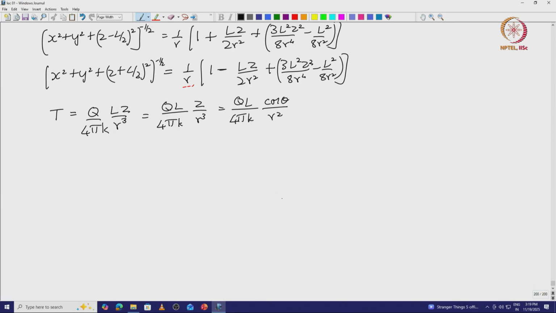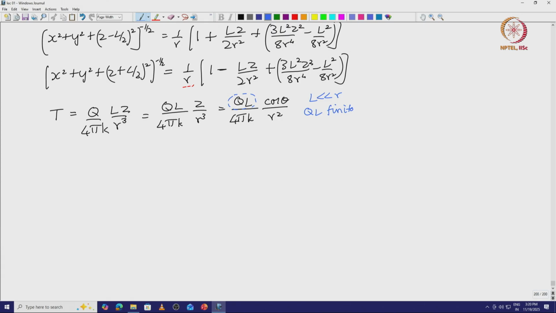So, therefore, in the limit as L becomes very small, but QL has to be finite. The requirement here is that L is much smaller than R, and QL has to be finite. In that case, this is the solution for the temperature field.